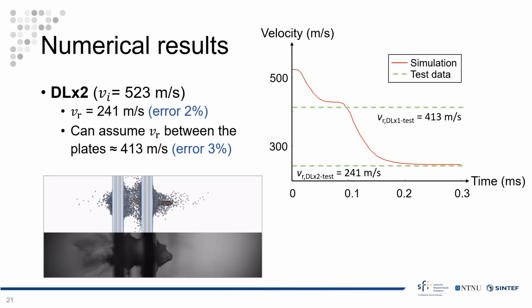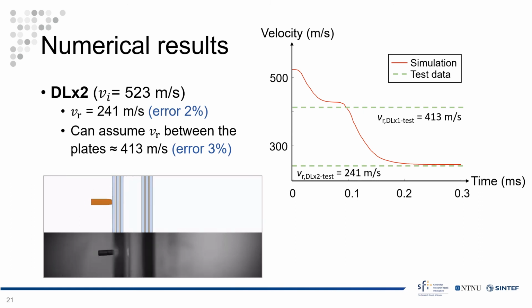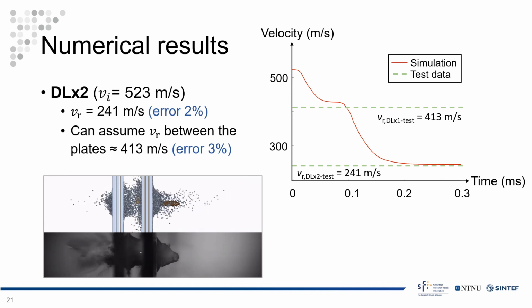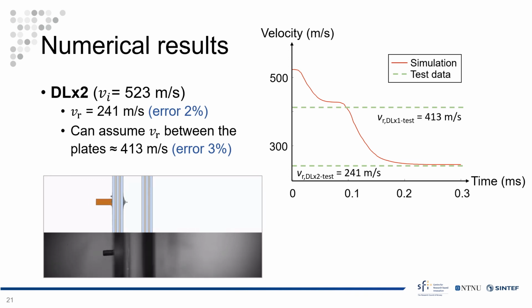Here I have some more details from the DL2 simulation, and I have included the entire velocity history of the bullets in this figure, shown by a red line. The green dashed lines refer to the test data. As I mentioned earlier, we could assume that the velocity between the two plates would be approximately 430, slightly higher than that, and this is also captured very well by the simulation.